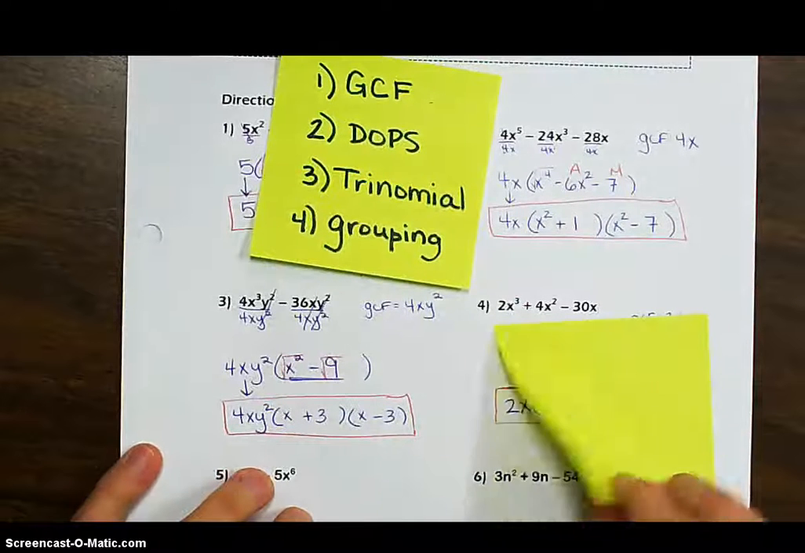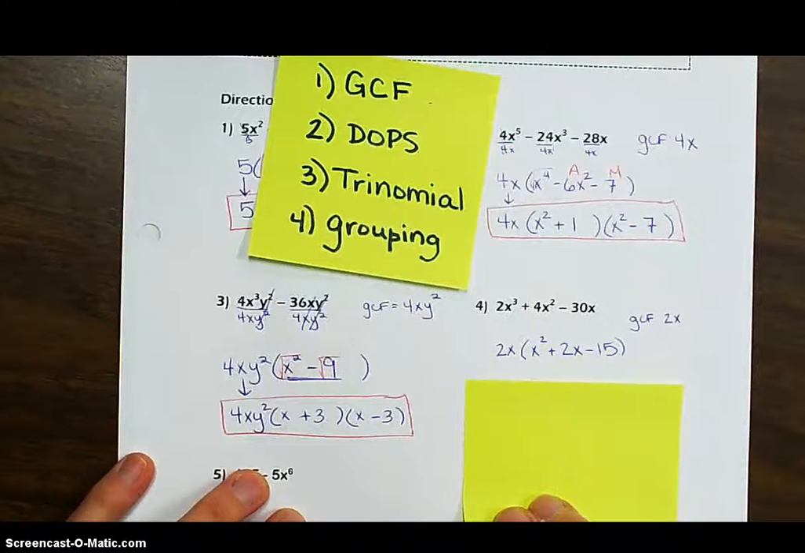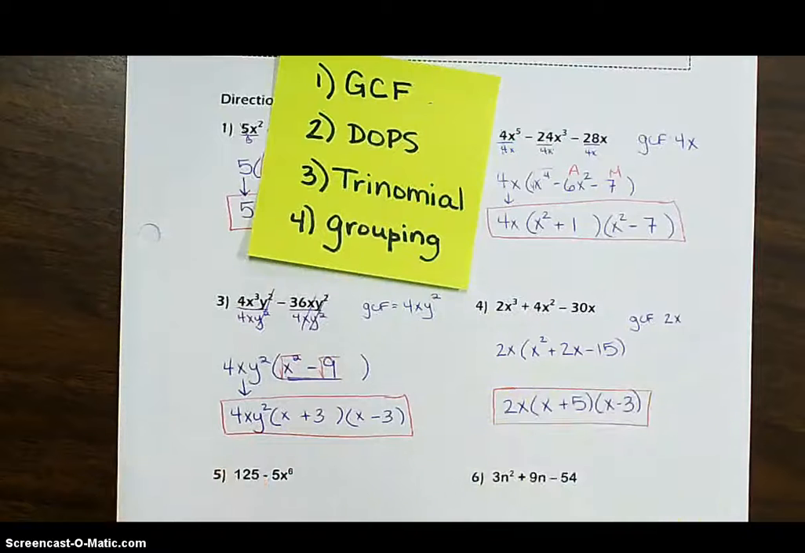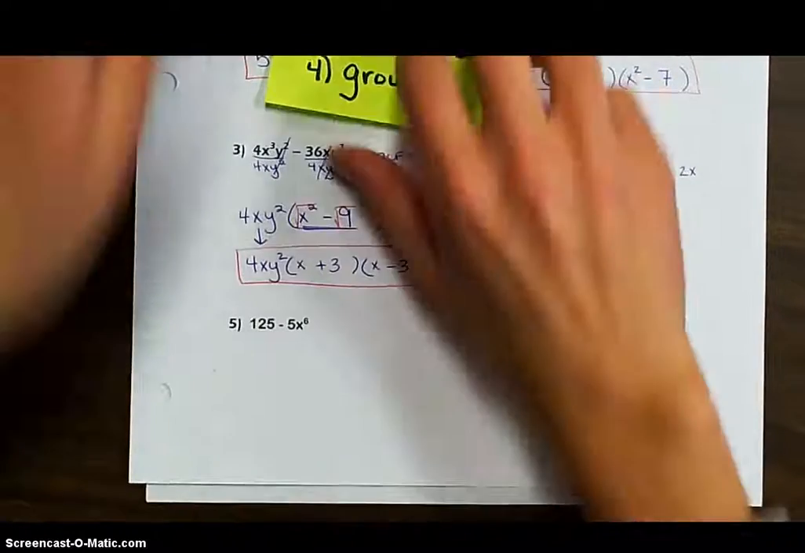All right, let's go ahead and take a look. So did you get a GCF of 2x? So you get 2x and then a trinomial. And then did you factor your trinomial to get a final answer of 2x parentheses x plus 5, x minus 3? Nicely done. All right, let's go down then and take a look at number 5.